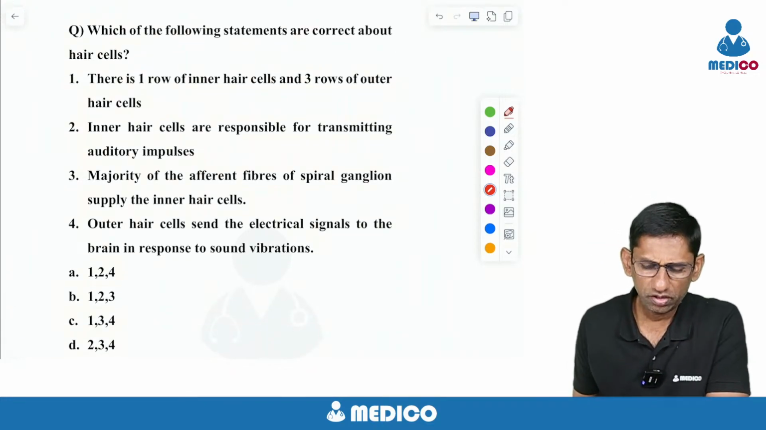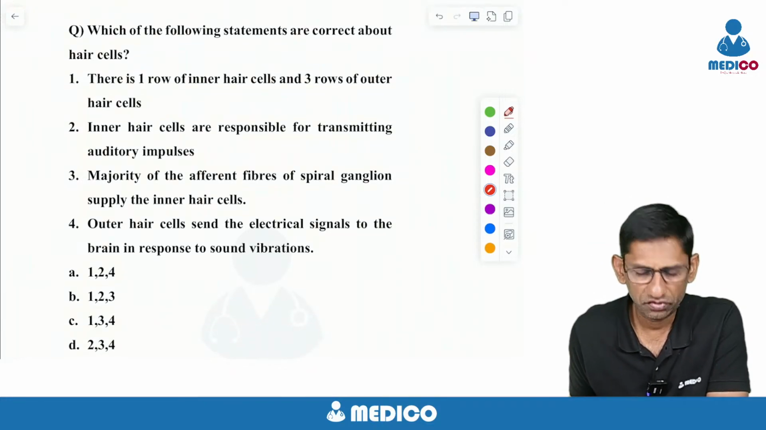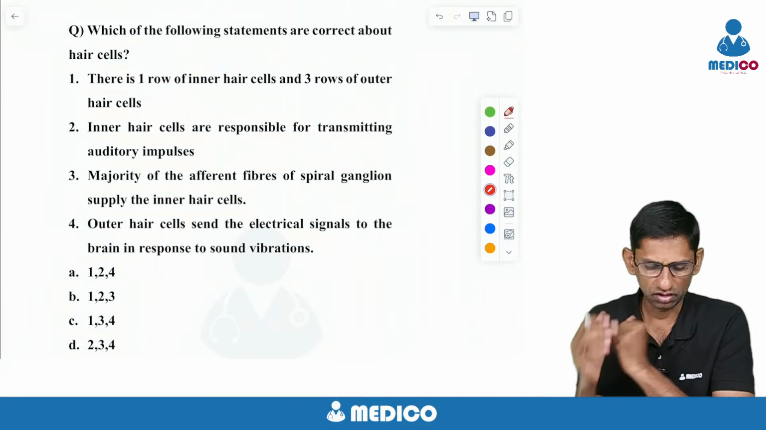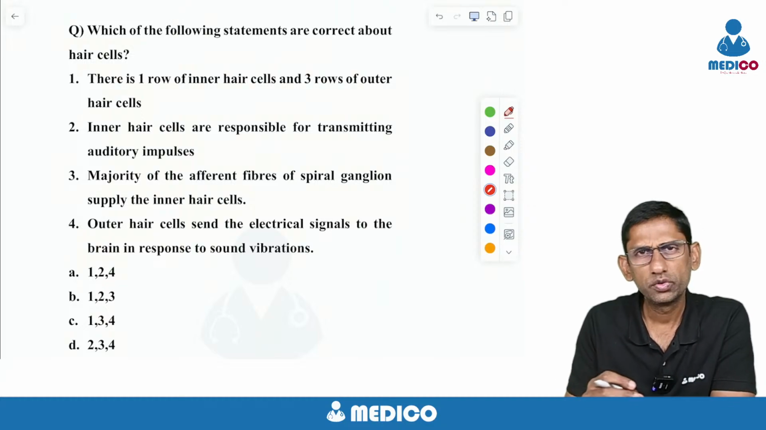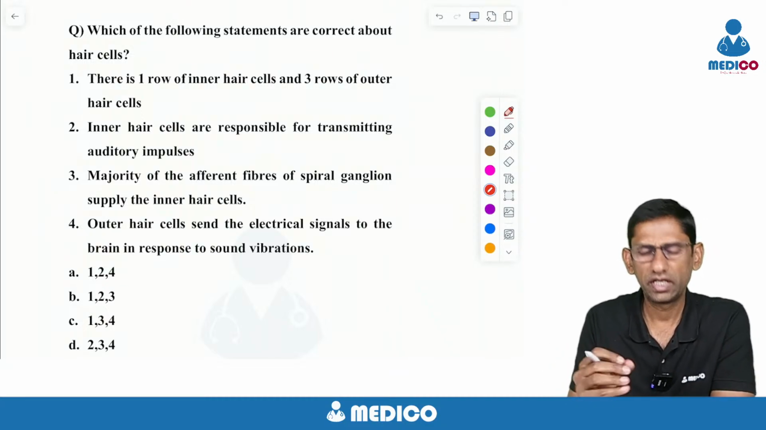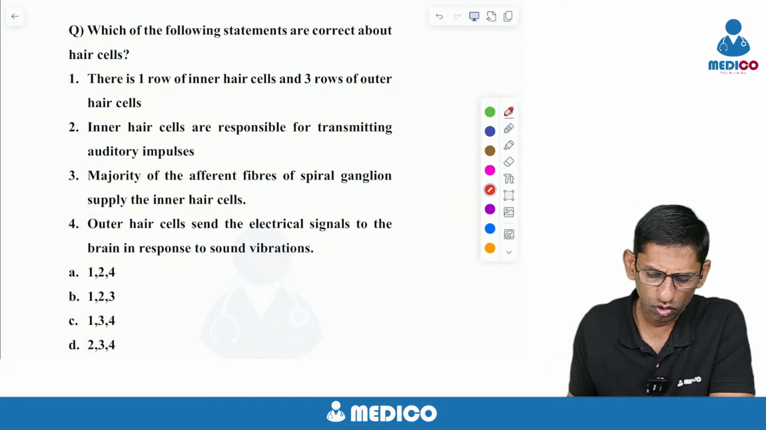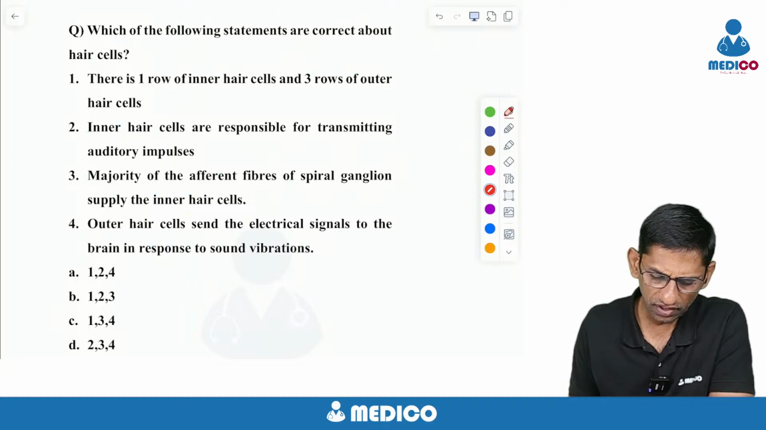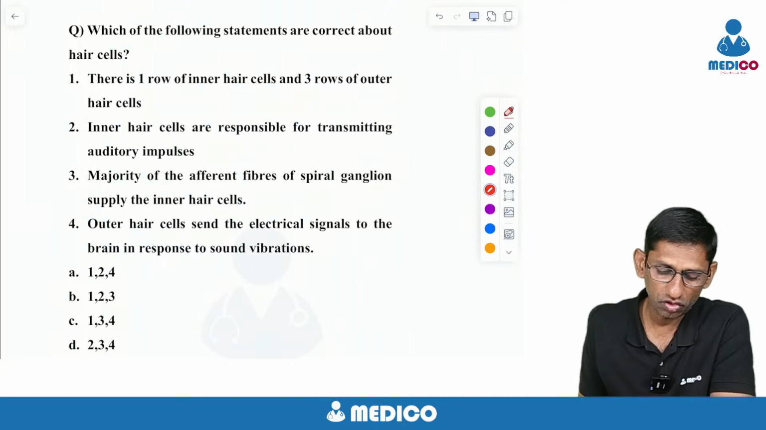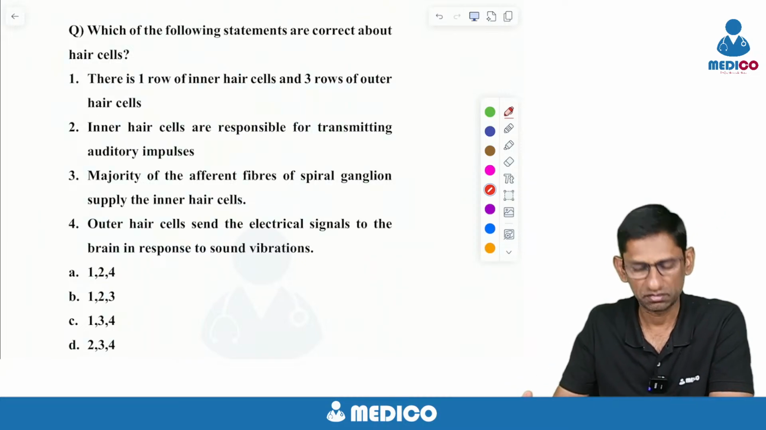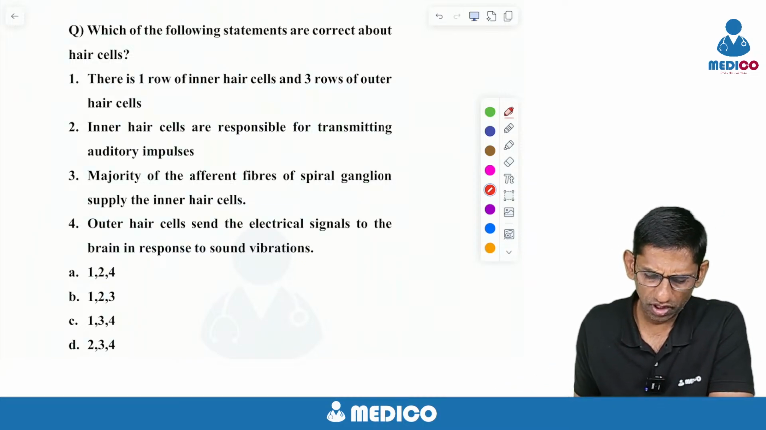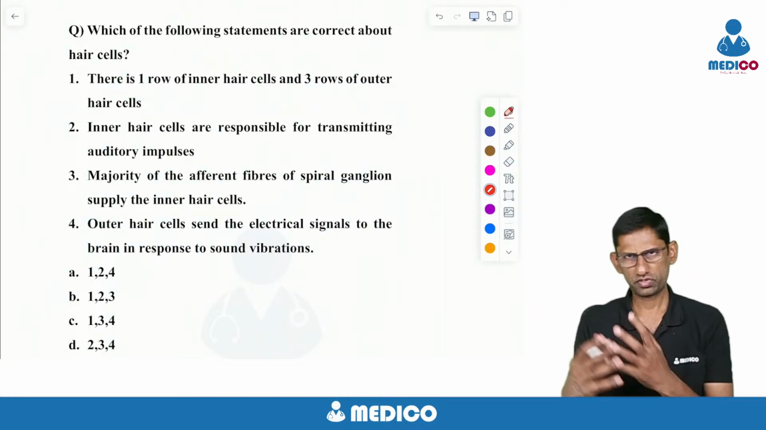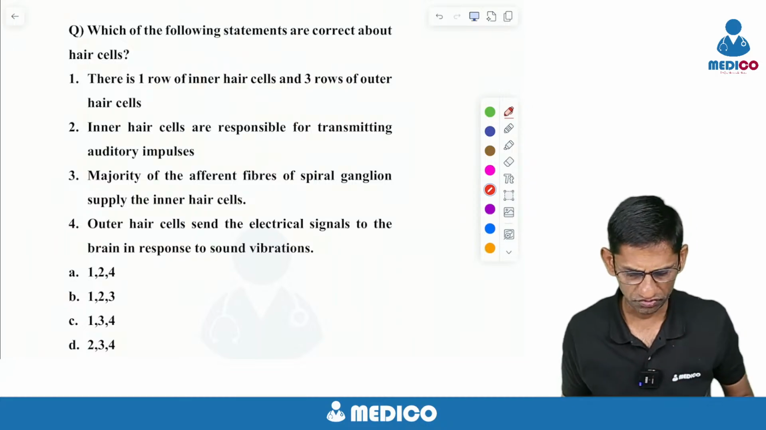Which of the following statements are correct about the hair cells? This question was asked recently, and we need to know hair cell anatomy a little, and I will tell you some mnemonics to remember it in an easier way. There is one row of inner hair cells and 3 rows of outer hair cells. Inner hair cells are responsible for transmitting auditory impulses, that is afferent. The majority of the afferent fibers of the spiral ganglion supply the inner hair cells. Most of the afferents are from the inner hair cells.